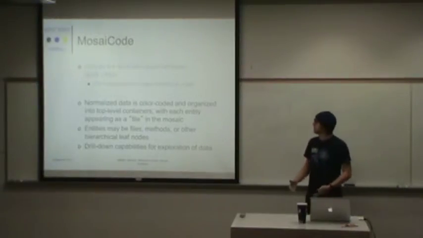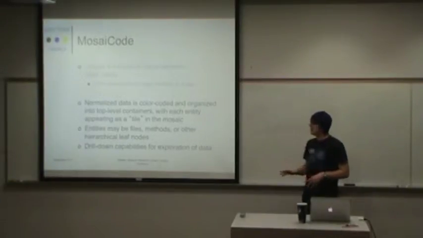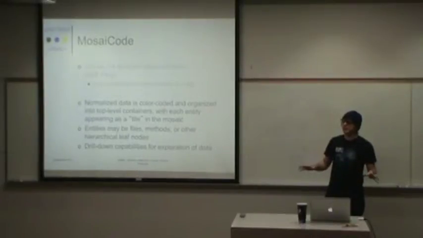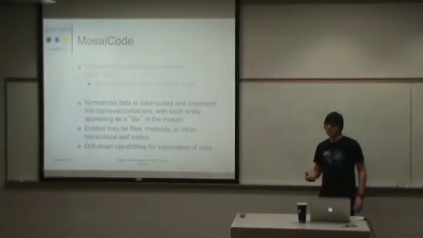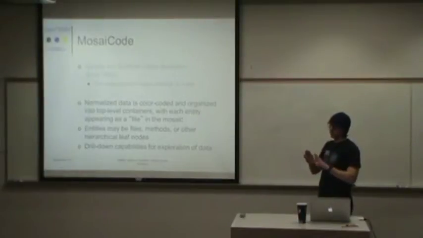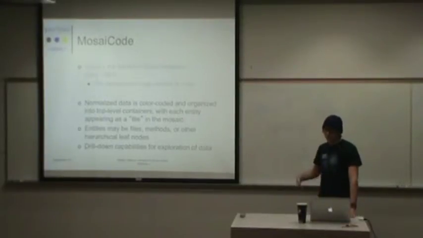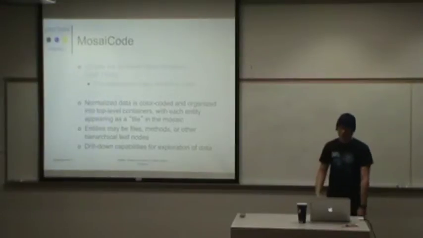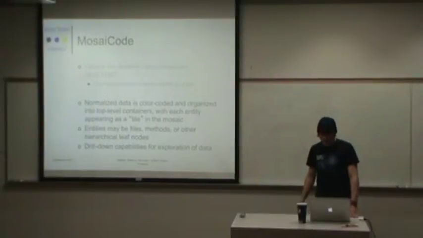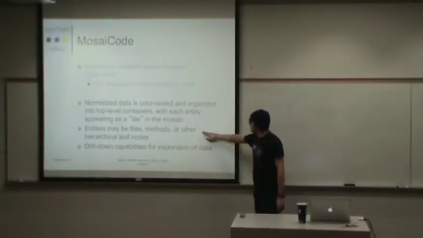So what we do is the normalized data is color-coded and organized in the top-level containers. By top-level containers, I mean if you have a software base, then you obviously have folders with source files in them, and they go down in a hierarchical fashion. So we take the top-level folders and group everything together that's related to that one subsystem, or whatever the folder may be. That's the flexibility part of it. It could be anything. That's what we're using there. Files, methods.